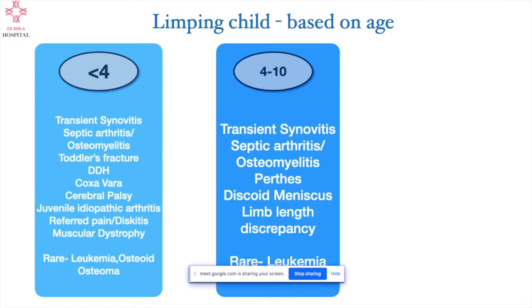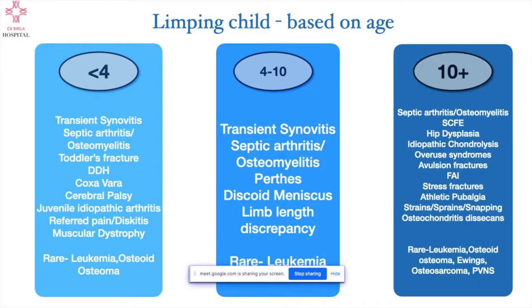Then again, Perthes, which presents as a painless limp, and discoid meniscus of the knee can sometimes present as a limp. They are usually painless. Leg length discrepancy, if one leg is shorter or longer because of some trauma, infection, or just idiopathic shortening of one of the limbs, can lead to a limp in that age.